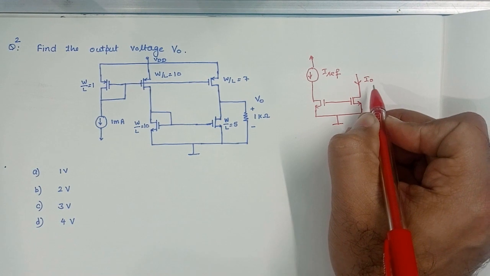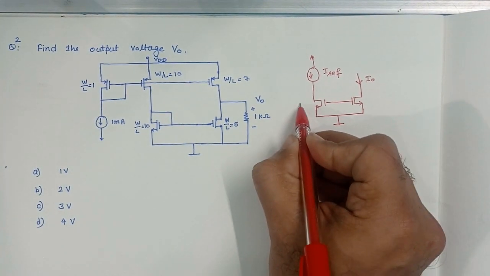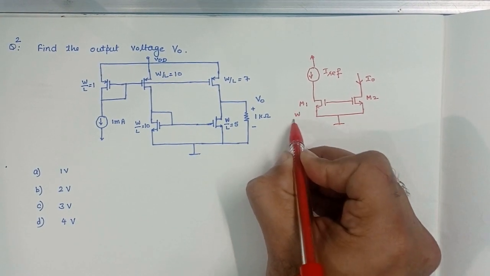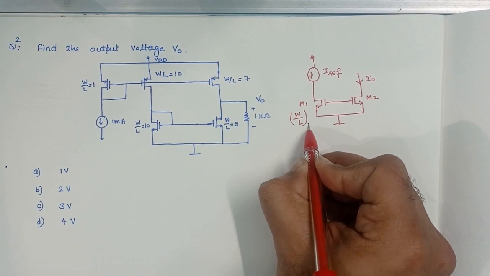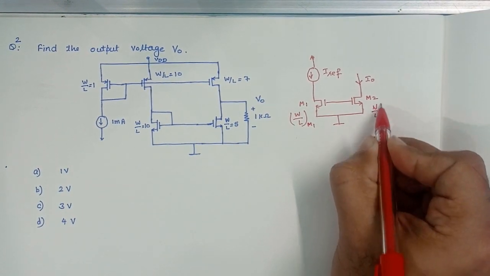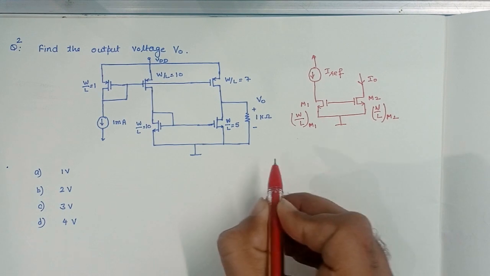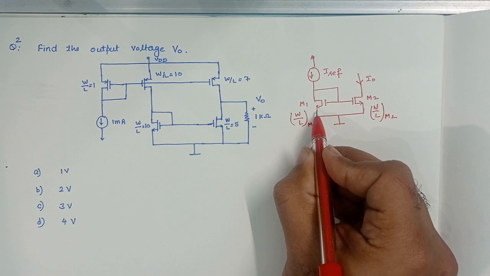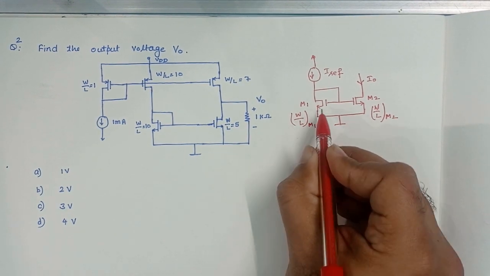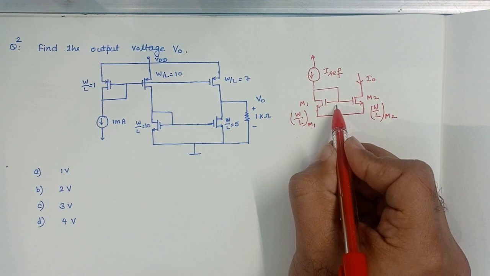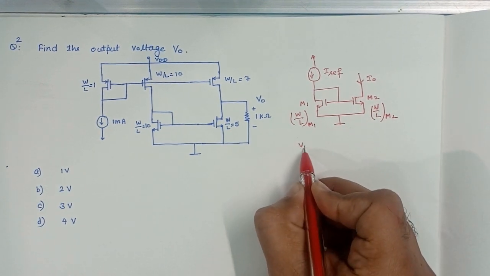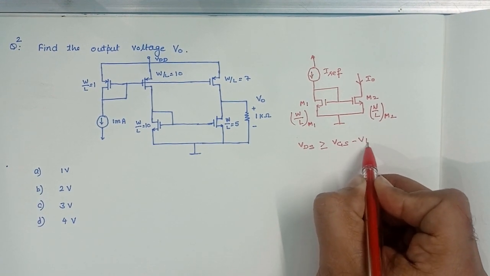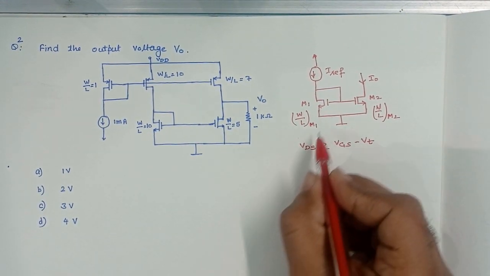The current in this branch, let's assume it is I0. These are two MOSFETs having W by L ratios respectively. Now this MOSFET M1 is in saturation mode because the voltage VDS is equal to VGS. If VDS is greater than VGS minus VT, the MOSFET is in saturation.